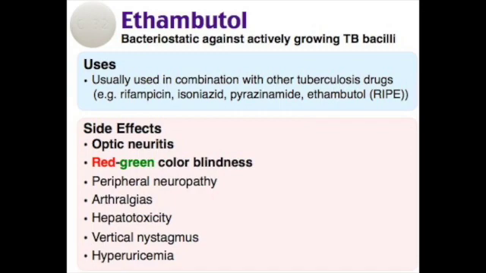So don't forget rifampin, most importantly, orange colored secretions. Isoniazid, that peripheral neuropathy that can be prevented with B6, pyridoxine. Pyrazinamide, hepatitis and hyperuricemia and photosensitive rash.